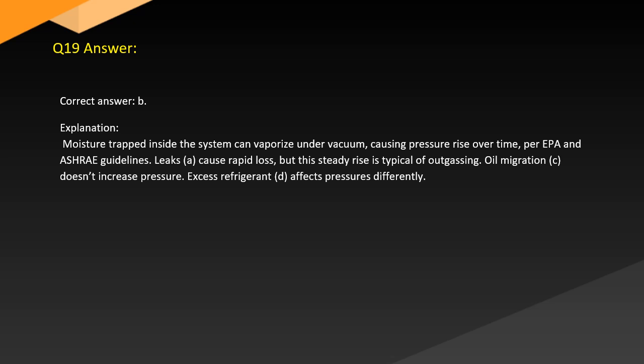Correct answer: B. Explanation: Moisture trapped inside the system can vaporize under vacuum, causing pressure rise over time. Per EPA and ASHRAE guidelines, leaks may cause rapid loss, but this steady rise is typical of outgassing. Oil migration, C, doesn't increase pressure. Excess refrigerant, D, affects pressures differently.